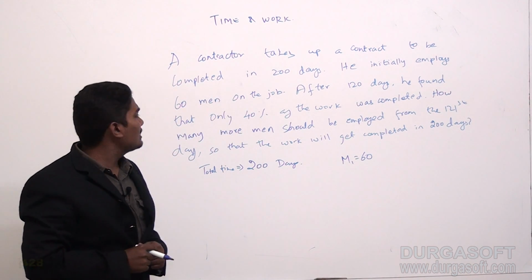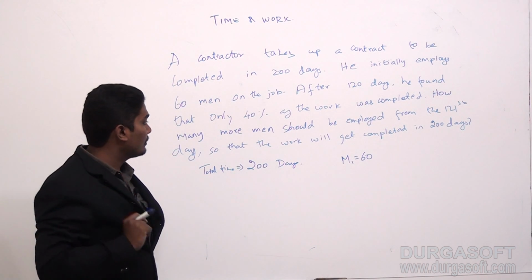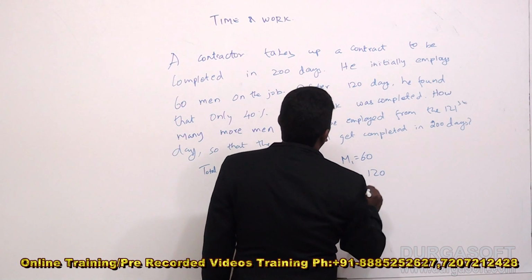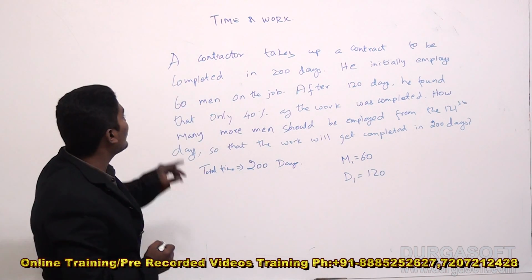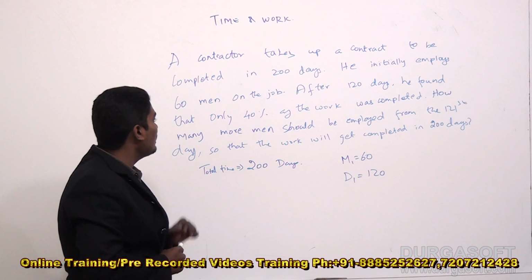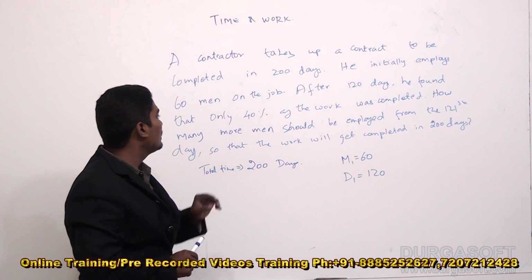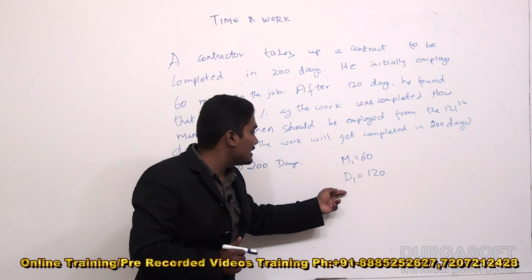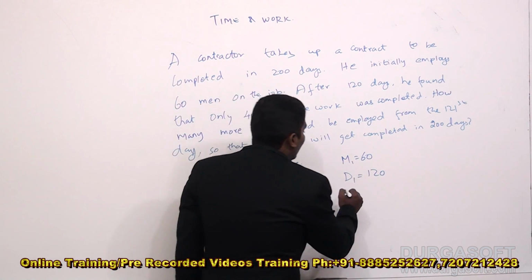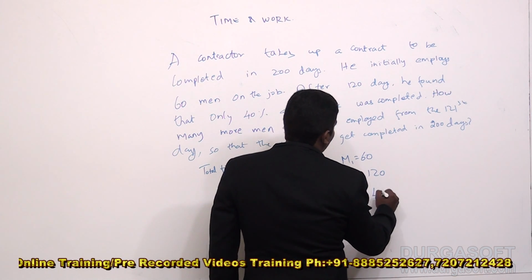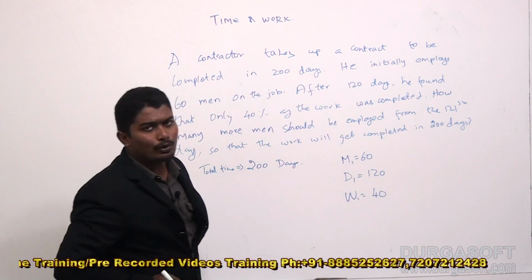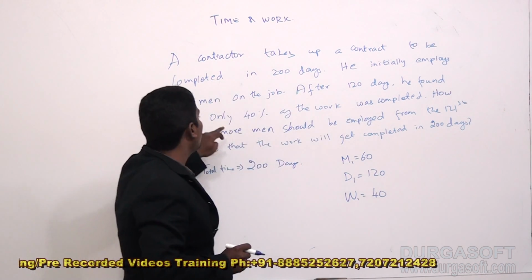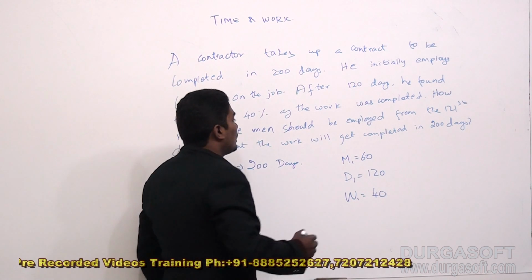After 120 days, he finds that 40% is finished. So D1 is 120, because 60 men are working for 120 days to finish 40% work. So M1 will be 60, D1 will be 120, and W1 will be equal to 40% or 40. I'll just take it as 40 here. So 60 men working for 120 days can finish 40% work.